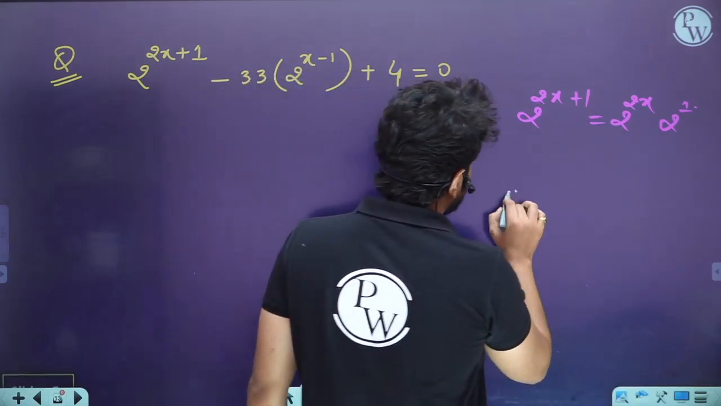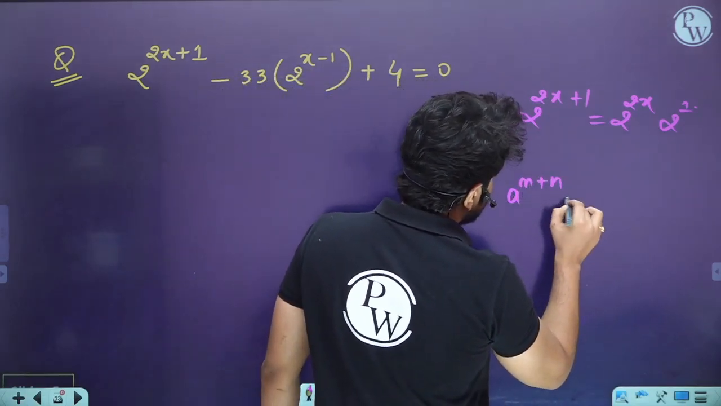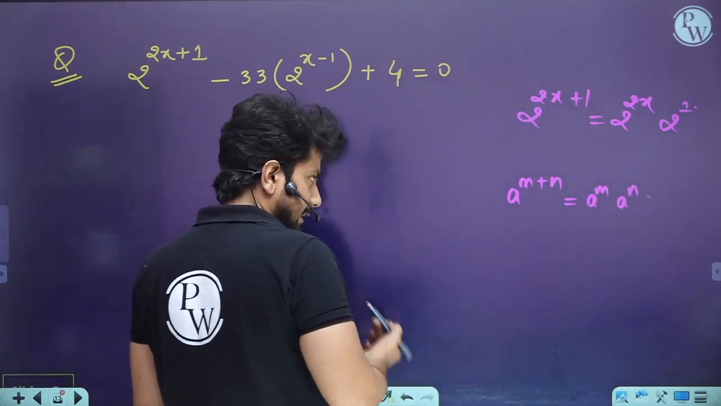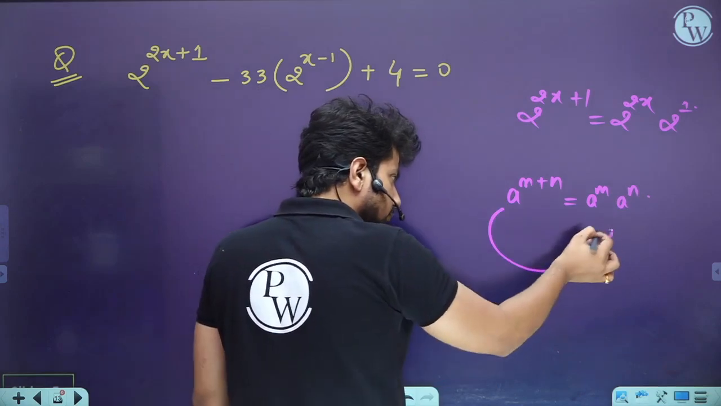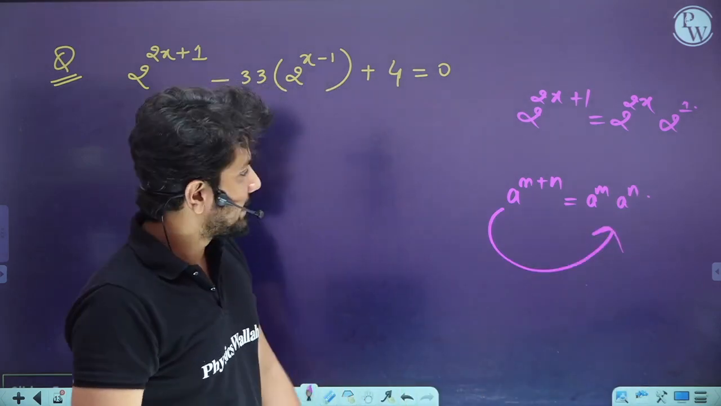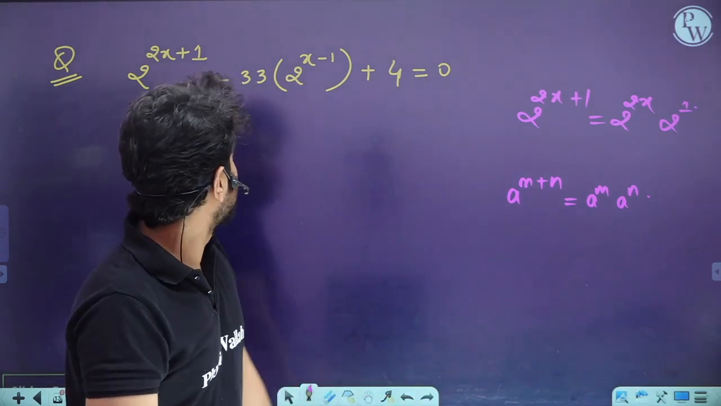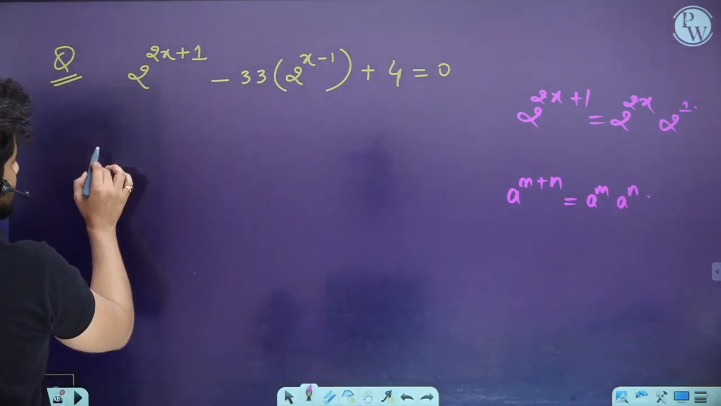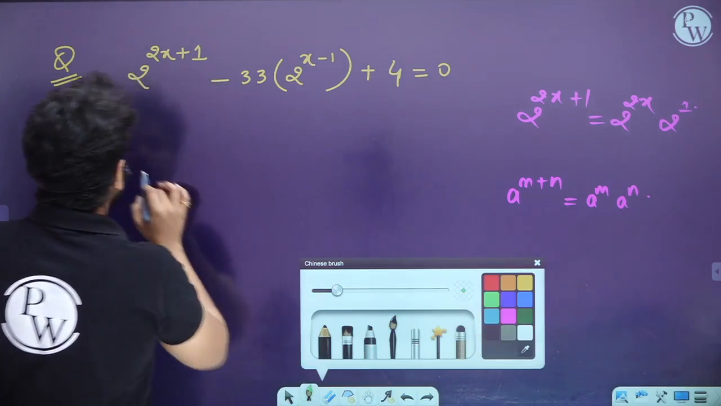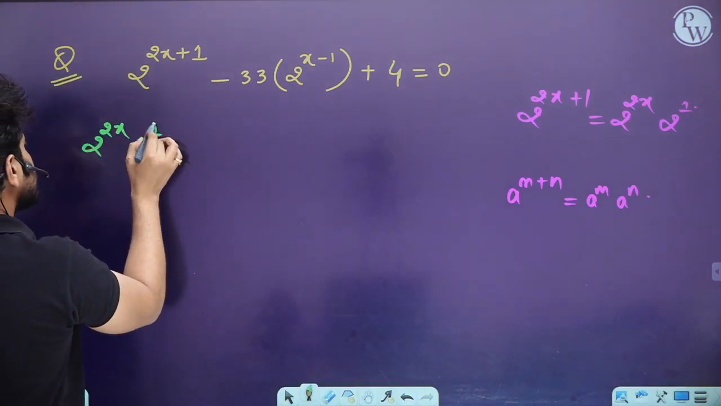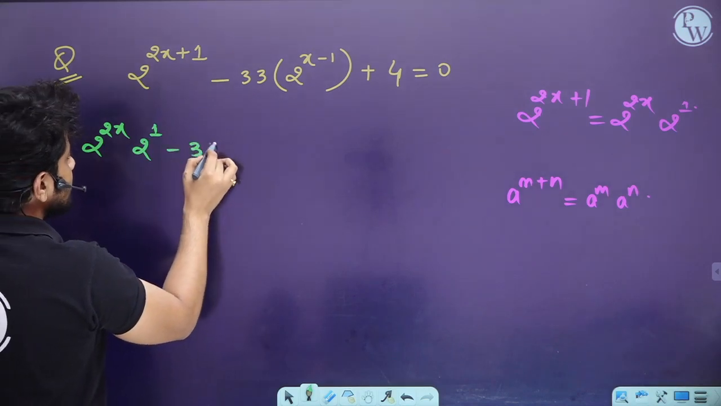Like a raised to the power m plus n can be written as a raised to the power m multiplied by a raised to the power n, right? Generally, we use it to go from here to here. We can write a raised to the power m plus n as a raised to the power m into a raised to the power n. In a similar way, 2 raised to the power 2x plus 1 can be written as 2 raised to the power 2x into 2 raised to the power 1, okay? Minus 33 times.